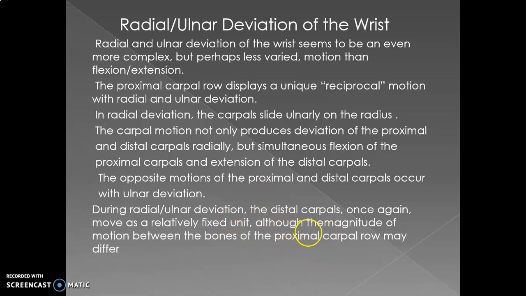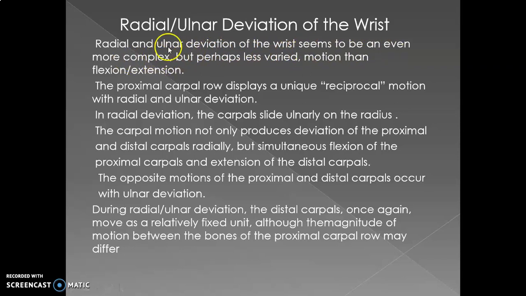Radial or ulnar deviation of the wrist. So now we have completed this. I hope you have understood the biomechanics of flexion and extension of the wrist joint. Now we are into the radial and ulnar deviation of the wrist. Radial and ulnar deviation of the wrist seems to be even more complex.